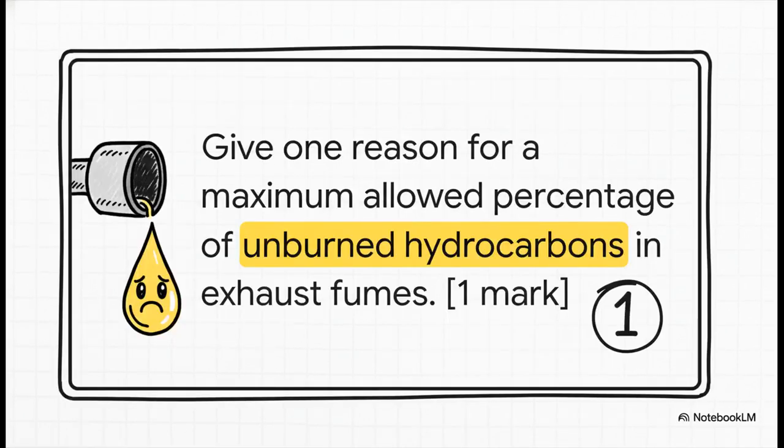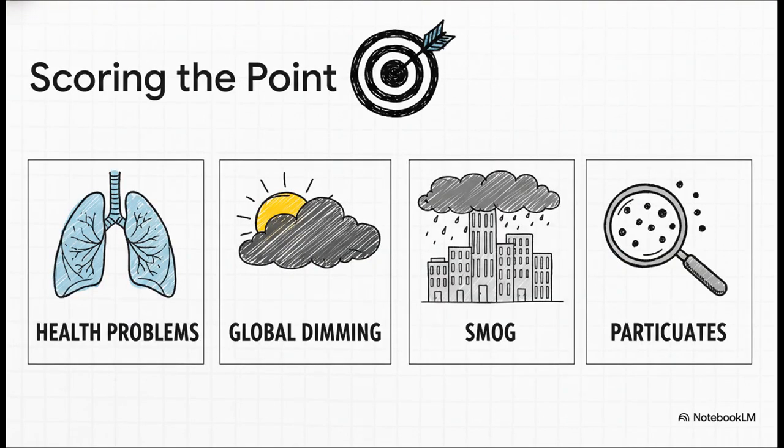All right, now for unburned hydrocarbons. Look closely here. It's only 1 mark, and the word is give. That's your cue to be short and to the point. Just 1 clear reason. That's all they want. And again, look at the kind of answers that score the point. They're all about the impact, right? So you could mention health issues, maybe something specific like asthma, or you could talk about the bigger environmental picture, like global dimming or smog. Any one of those hits the nail on the head.